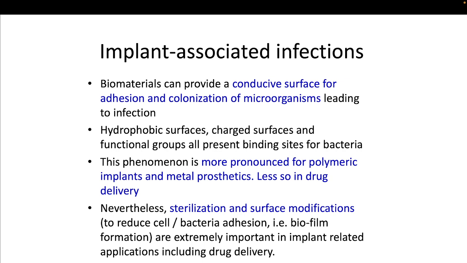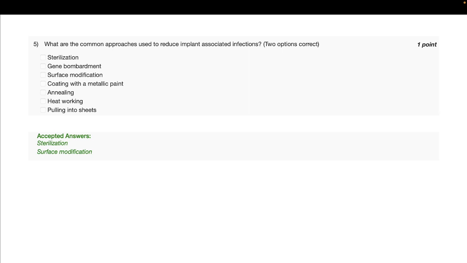So these are just ways of minimizing implant associated infections. It is not necessary that doing this will guarantee that there will be no infections, but these are precautions you can take while performing the surgery. So according to the question, the correct answer is sterilization and surface modification. Any doubts in this?